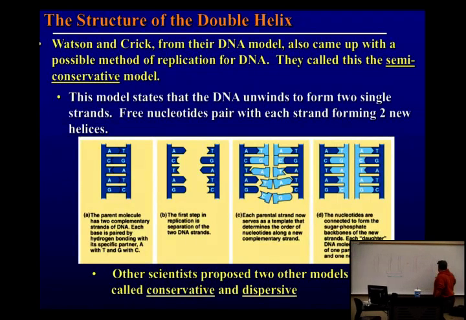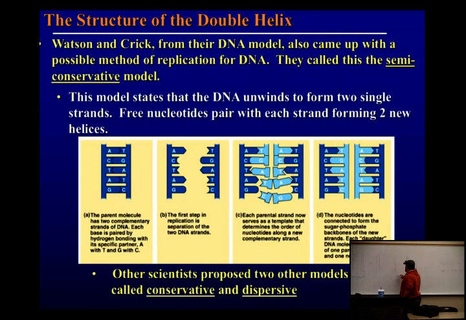This one is called conservative because it conserves the entire original strand. And then the last one is dispersive. So you have your original strand that somehow blows itself up and ends up in pieces that look like this. And the new strand would be something like that. And this is called dispersive.